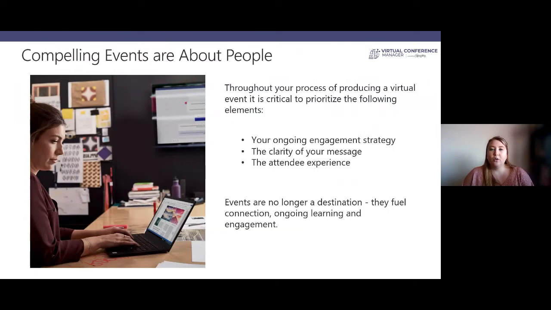A compelling event, virtual or in person, is about the people who interact with it. This includes attendees, presenters, event staff, and so many more different contributors. To ensure your event is compelling to all of its contributors, it is crucial that throughout the process of planning a virtual event you prioritize the following elements: your ongoing engagement strategy, the clarity of your message, and the attendee experience. All technology decisions should be made with these key elements in mind.